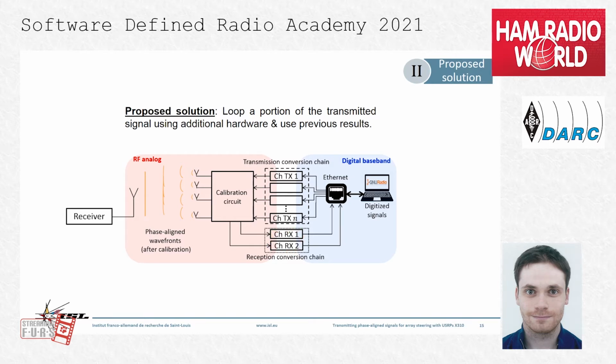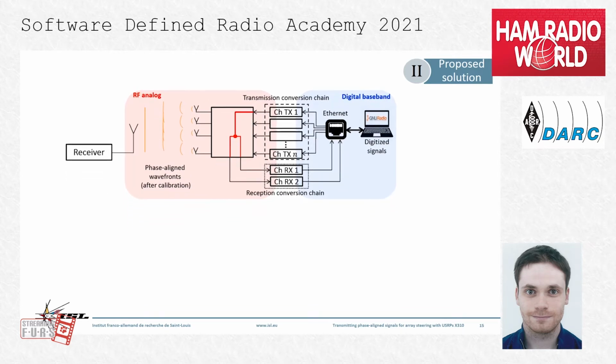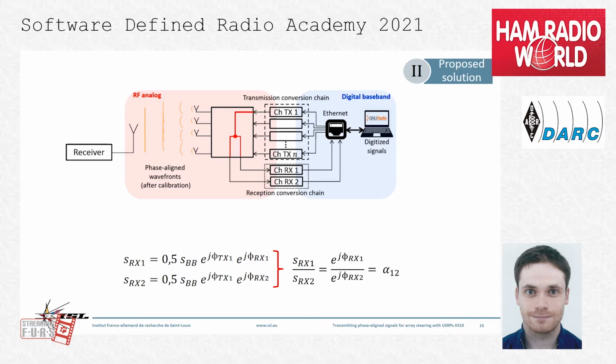During the first step, the signal transmitted on the first channel, which is chosen as a phase reference, is looped back to both receiving channels using a power splitter. This way, the 2 images of the signal which is transmitted on the first channel only differ by the phase shift induced by the conversion chain in reception. And by computing the fraction shown here, we can then remove this term from the next equations.